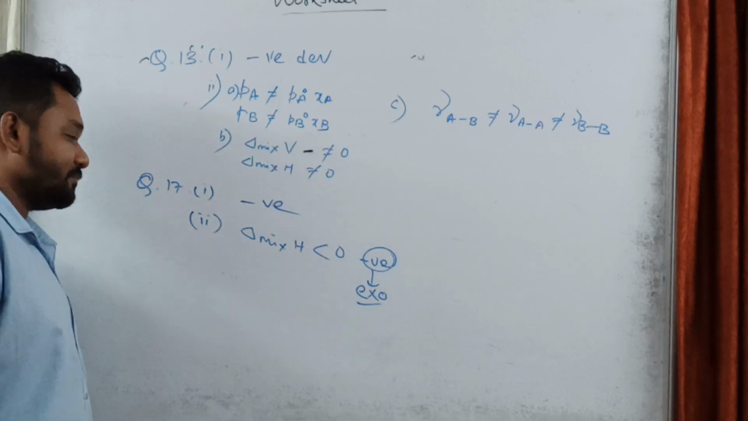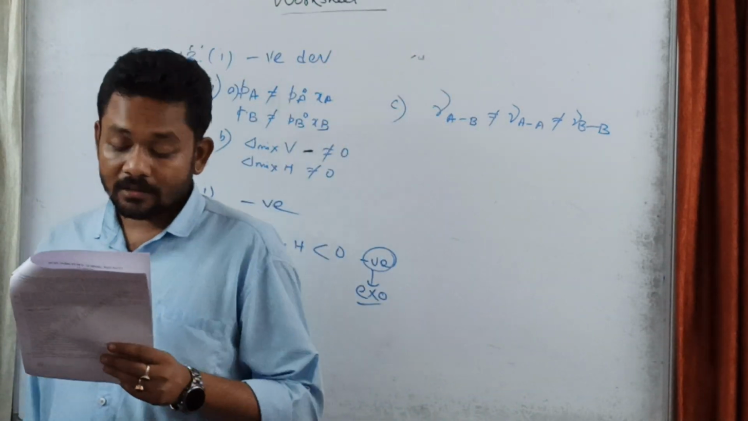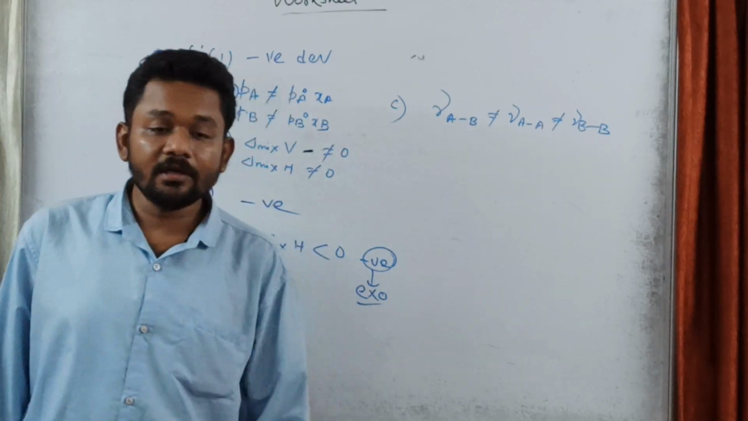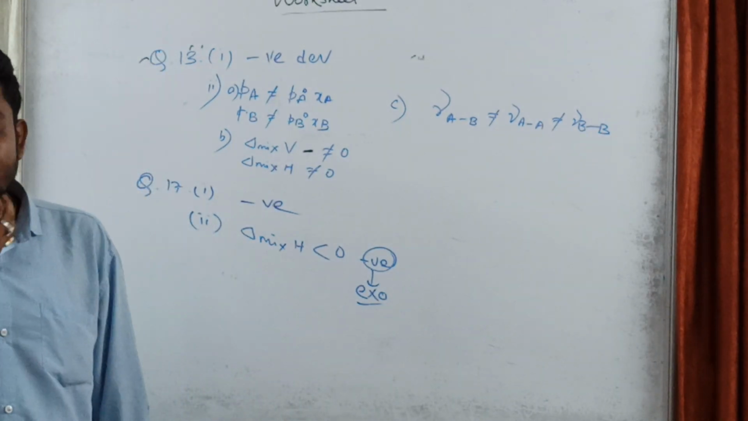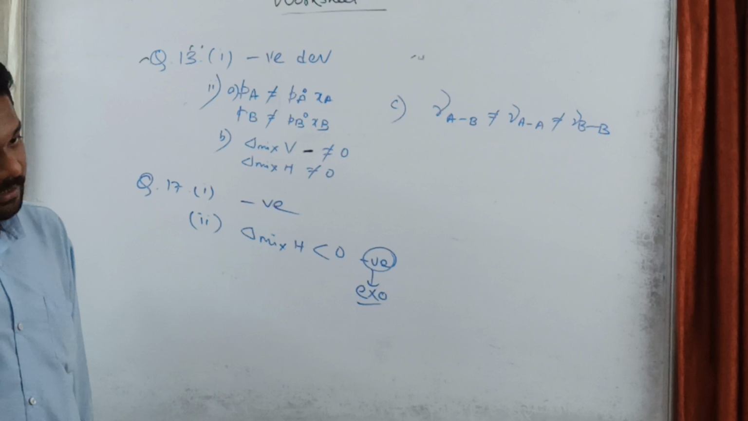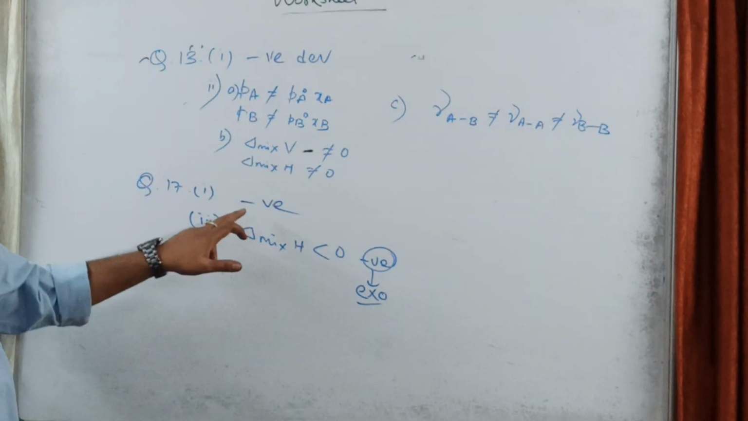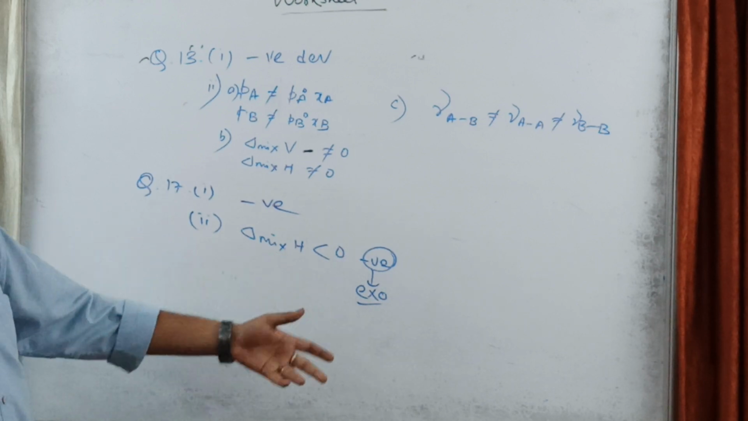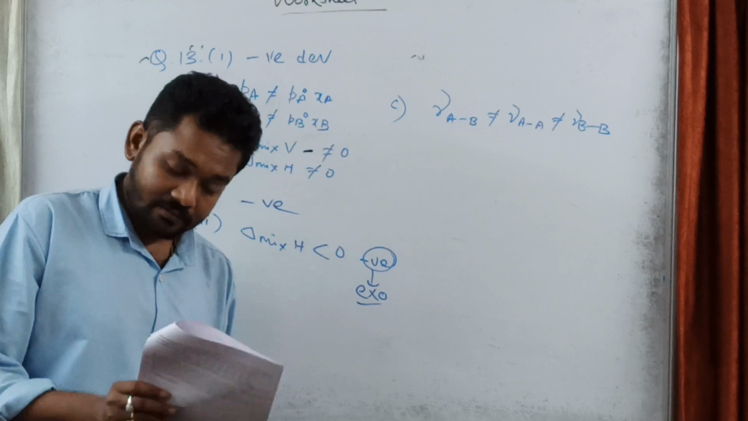So write down: temperature will increase after mixing liquid X and Y. Clear? So if it is positive deviation, then delta mix H should be greater than 0. Positive means endothermic. That means temperature will decrease in that case. Clear?